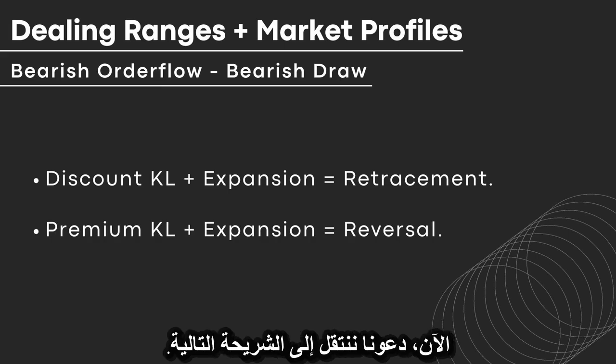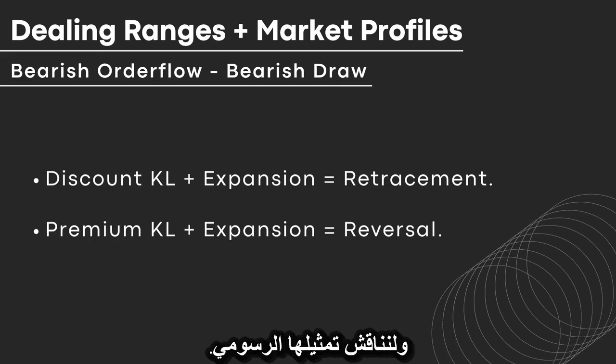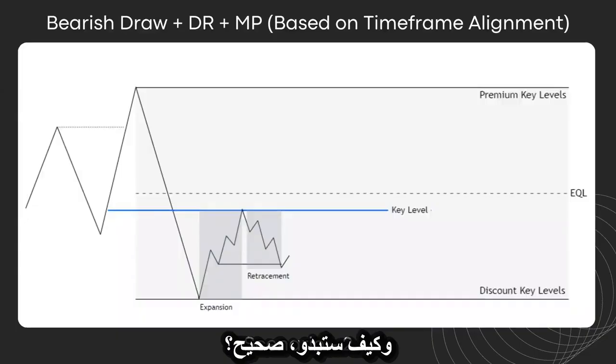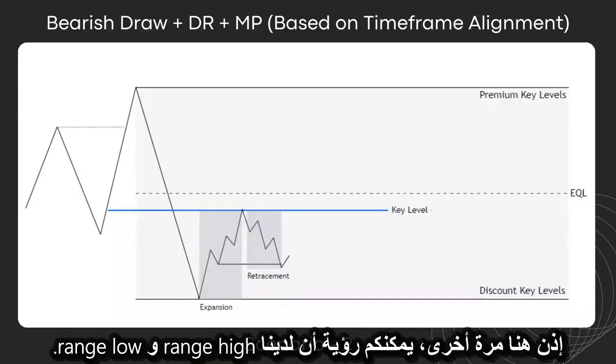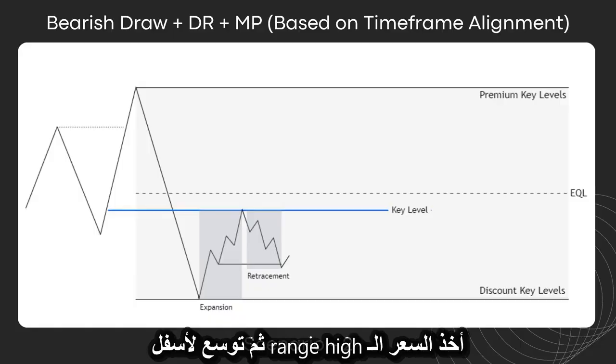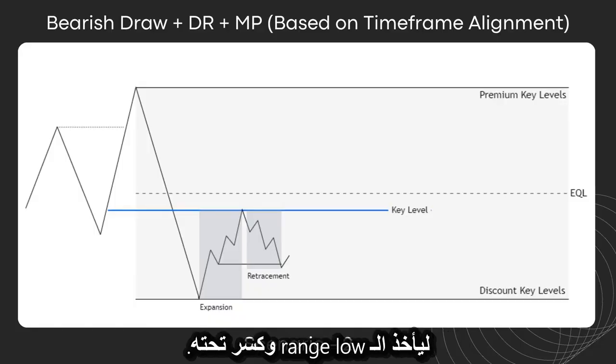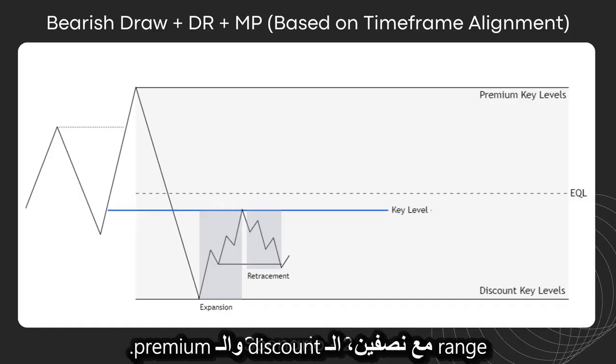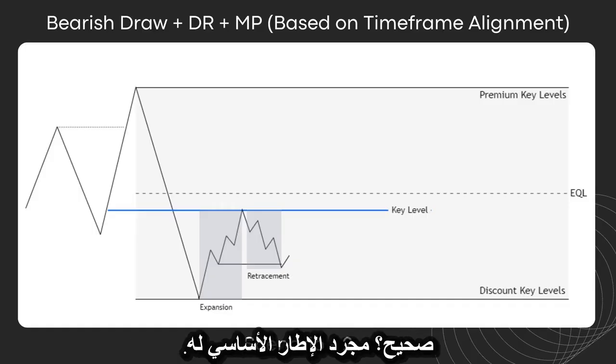Now let's move on to the next slide and let's discuss its graphical representation and how it will look, right? So here again you can see that we've got this range high and range low. Price took out the range high and then expanded lower to take out the range low and broke below it. And once this swing ends right here, we'll have this dealing range with two halves, the discount and the premium, right? That's the basic framework of it.